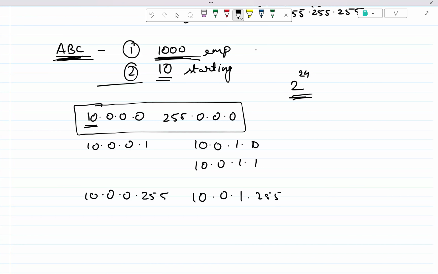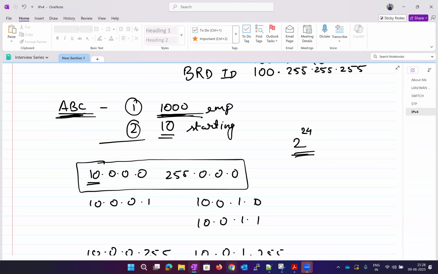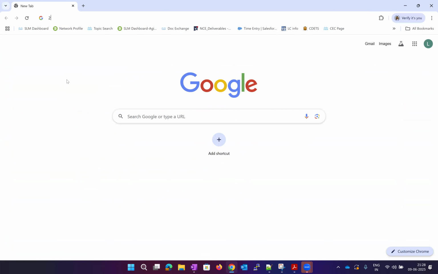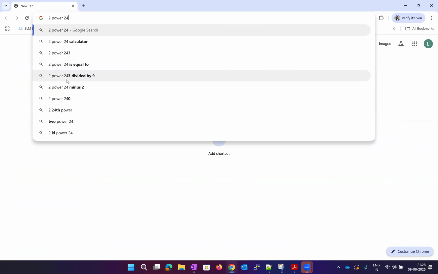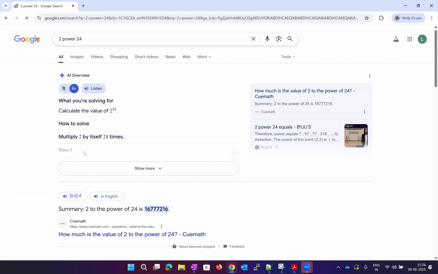Okay. 2 power 24, I think, let's check. I think it is around 100 crores if I'm not wrong. Let me just check. I am pretty sure we will not be able to calculate. 2 to the power 24. Ones, tens, 100, 1,000, 10,000, lakh, 10 lakh, crore. Okay. So my guess was almost right.